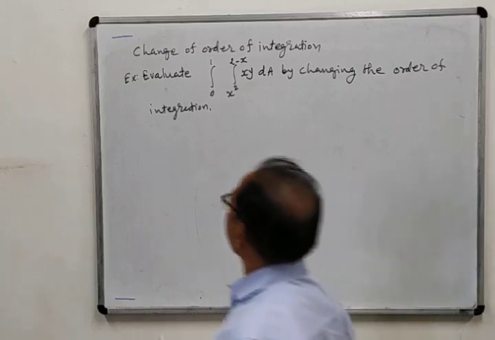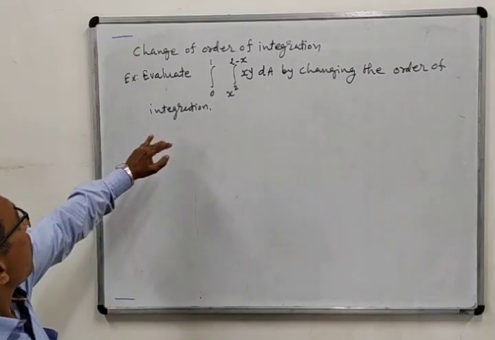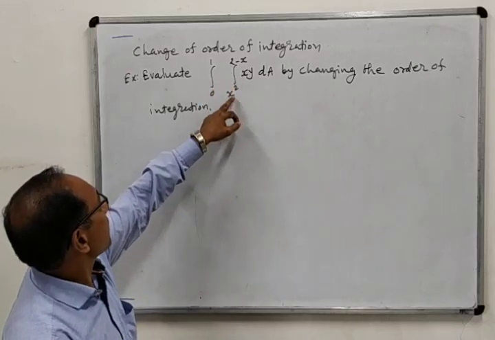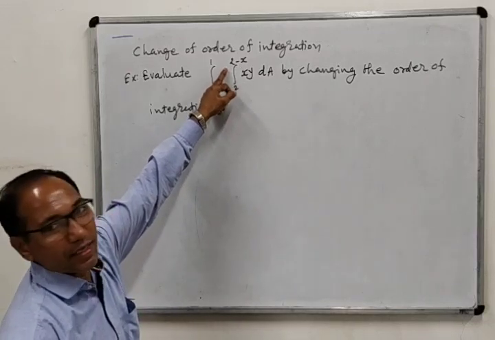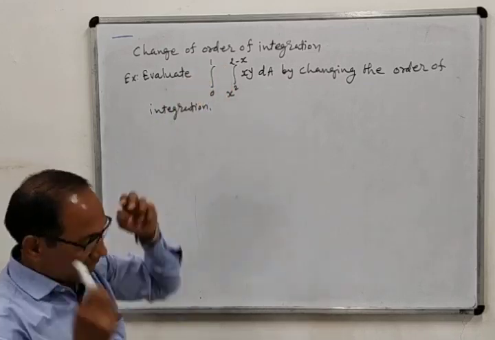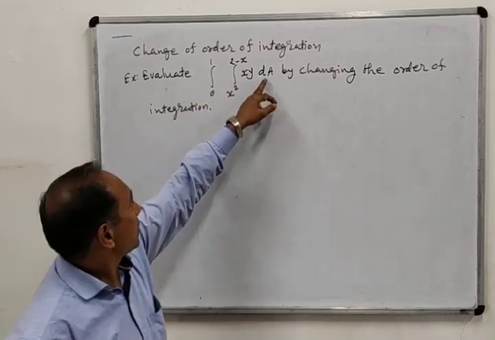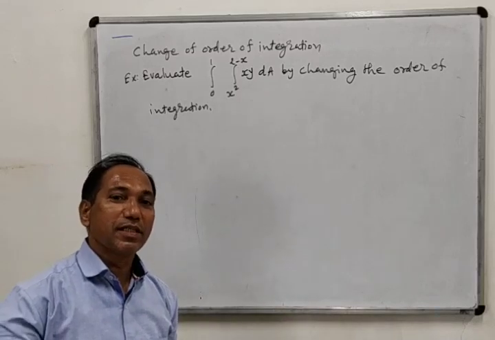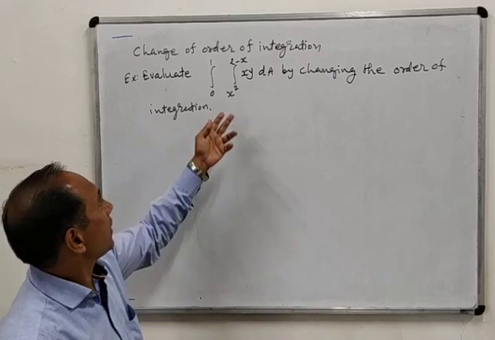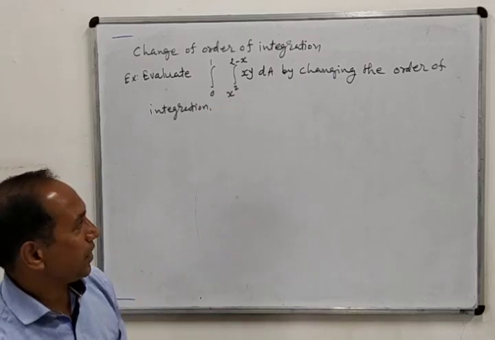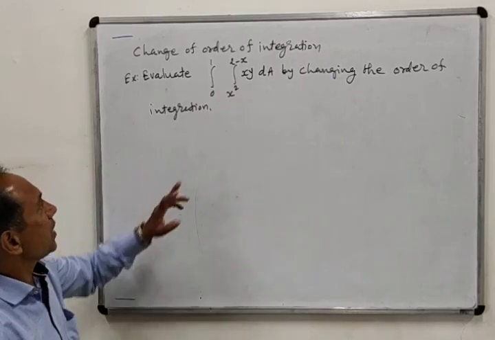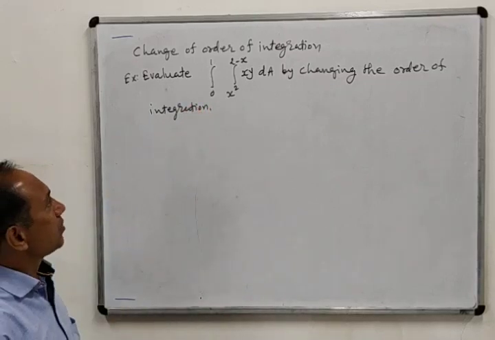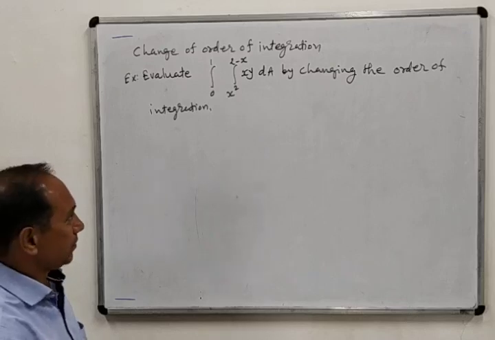So here you can see we want to change the order of integration. That means the first integration is with respect to y, because these are the limits of y and these are the limits of x. So here dA is dy dx, and we want to change it to dx dy. That means first we will integrate with respect to x, then with respect to y, and for that we also require to change the limits. So the same problem is also known as change of limits of integration.